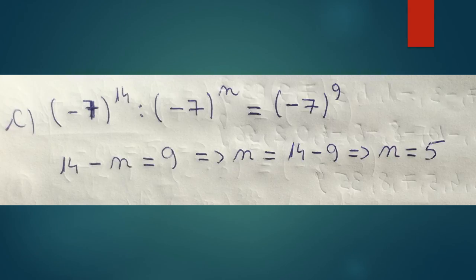Point C. (-7)^14 divided by (-7)^n is equal to (-7)^9. When we do the division of two powers with the same base but different exponents, we keep the base and subtract the exponents, the second from the first. So we have 14 minus n equals 9. So n is equal to 14 minus 9, which is equal to 5.